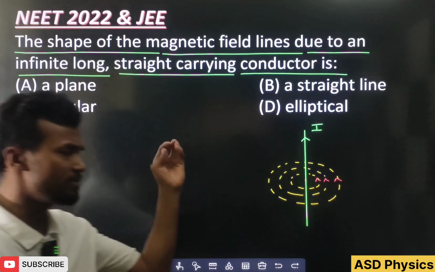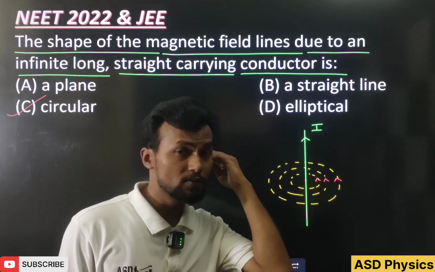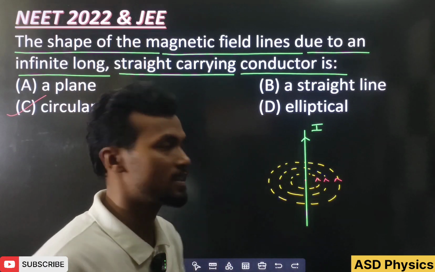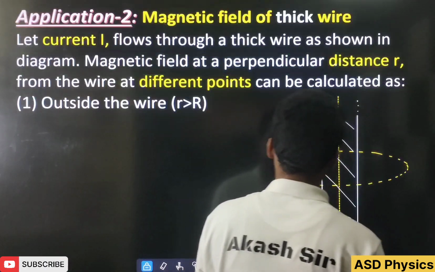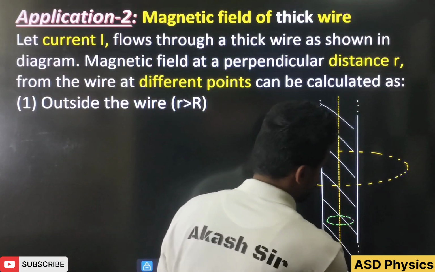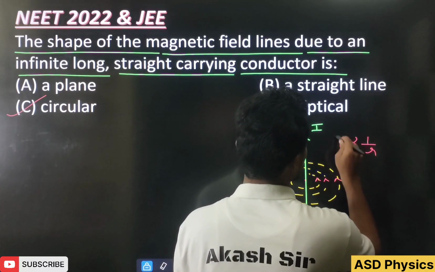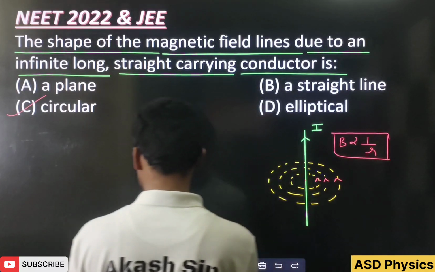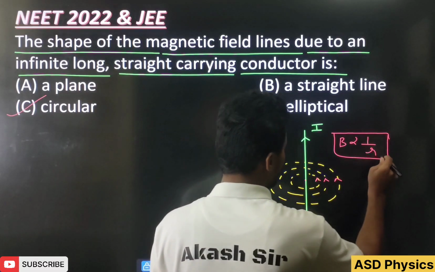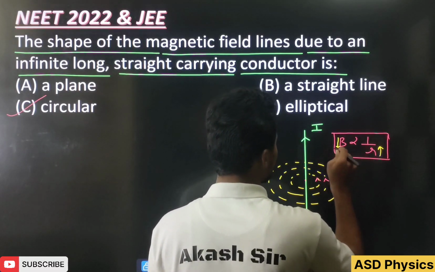Remember that, for your thin wire, even the same concept will be applicable for the thick wire also. Circular magnetic field lines will be there. And one more thing, you know very well, this B is inversely proportional to R. So when we go away from the wire, this R will increase, B will decrease.